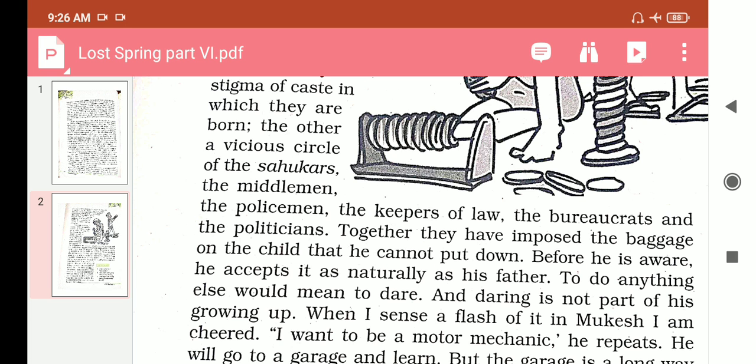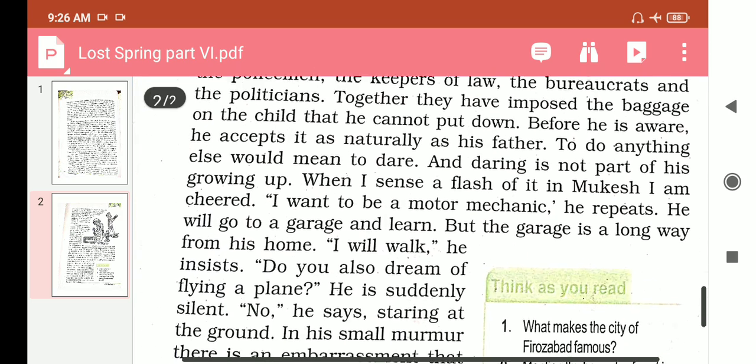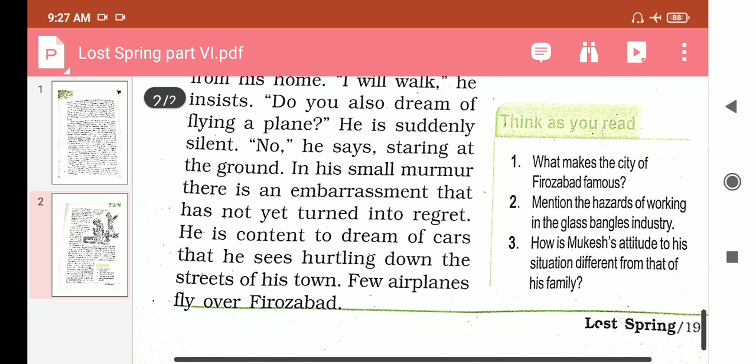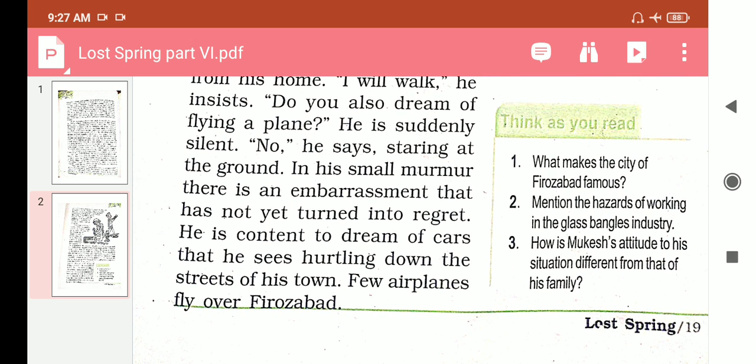Now, the last para of this lesson. And daring is not part of his growing up. When I sense a flash of it in Mukesh, I am cheered. I want to become a motor mechanic, he repeats. He will go to a garage and learn, but the garage is a long way from his home. I will walk, he insists. Do you also dream of flying a plane? He is suddenly silent. No, he says, staring at the ground in a small murmur.